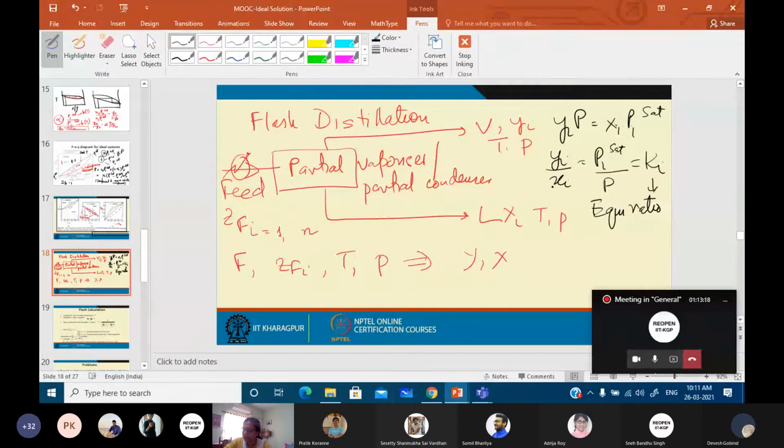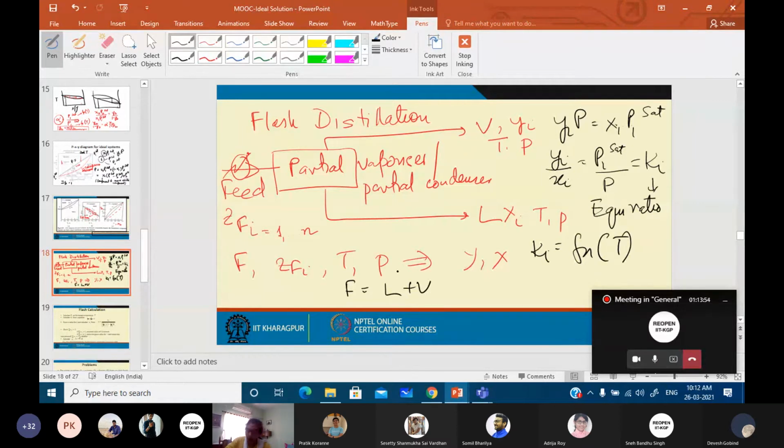And if you know some Xi, Yi is nothing but equal to Xi into Ki. So this is known as the equilibrium ratio or the K factor of component i, right? And this K factor, since it is a ratio of Yi by Xi, which means it's a ratio of Pi saturated by P. So naturally this particular Ki is a function of temperature, because Pi saturated is a function of temperature, right? So therefore in this particular case, again the way I had shown you, F will be equal to L plus V.